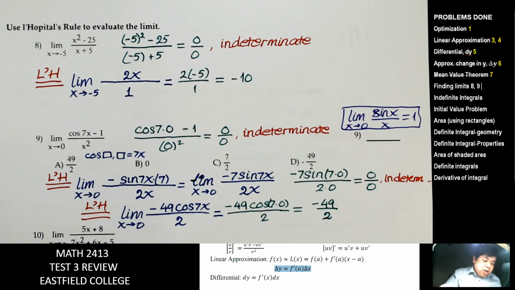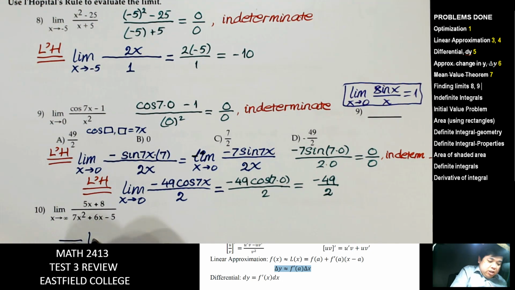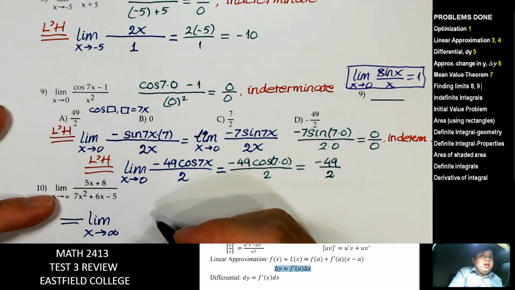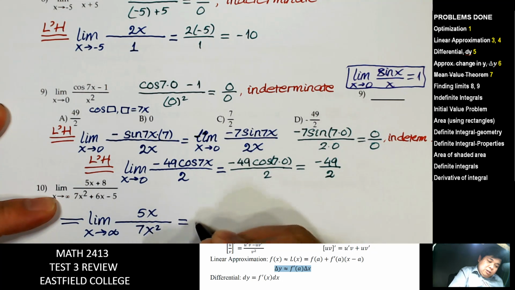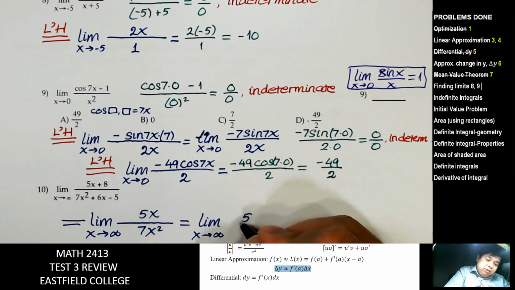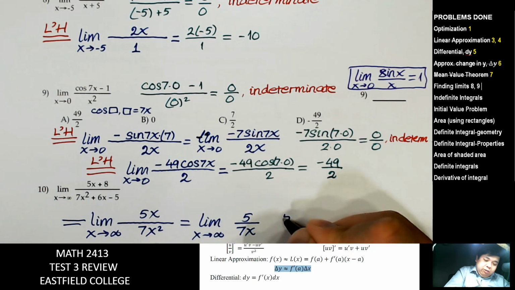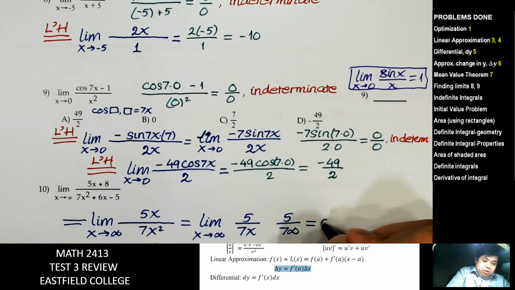Right. The next one, we don't really need to use the L'Hopital rule. We just take the term with the highest power, because as x goes to infinity, the only thing that matters is the one with the highest power. And as x goes to infinity, the x cancels out, we have 5 over 7x, 5 over 7 infinity, that gives us 0.